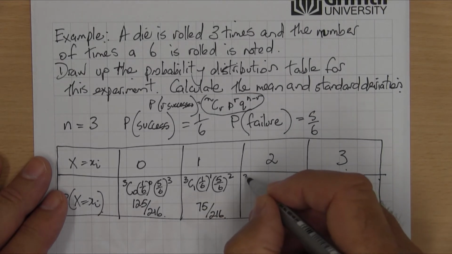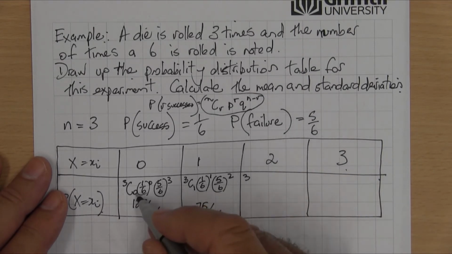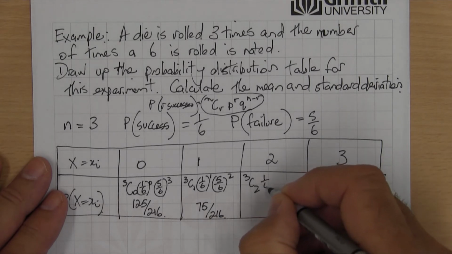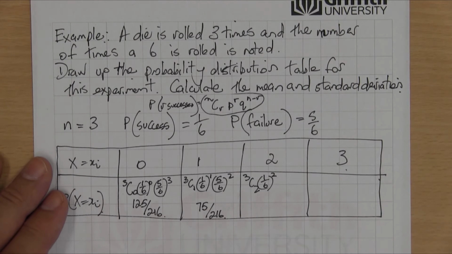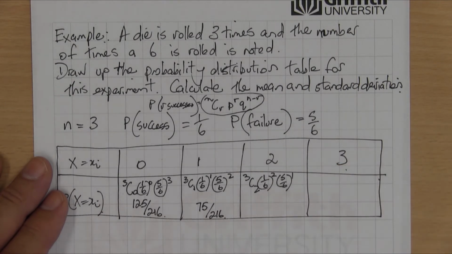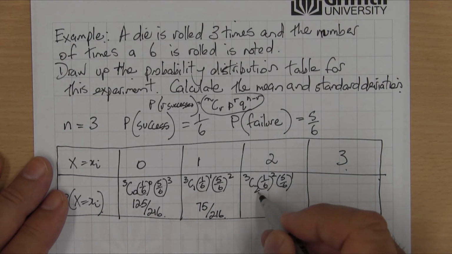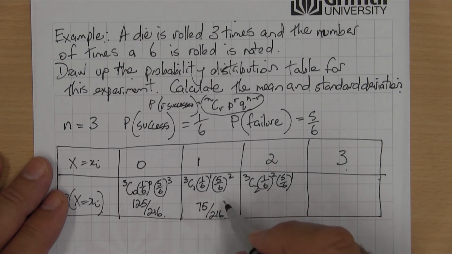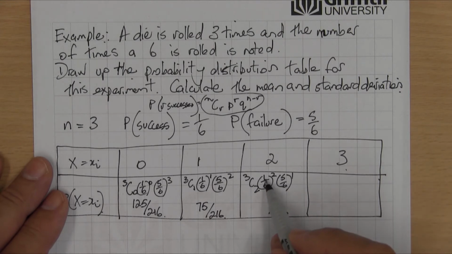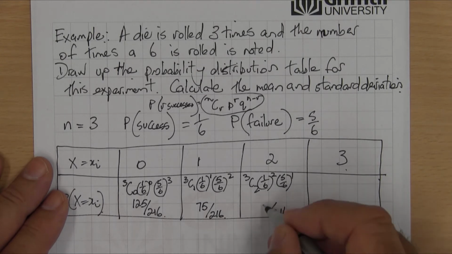Going further, that's 0 successes, 1 success, this will be 3C2, 1/6 to the power of 2, 2 successes, and if we've got 2 successes, we must have 1 failure. 3C2 is the same as 3C1, which we determined was 3. So that'll be 3. The denominator, once again, is going to be 216. 1 to the power of 2 is just 1, so that'll be 5. So 3 times 5 is 15.